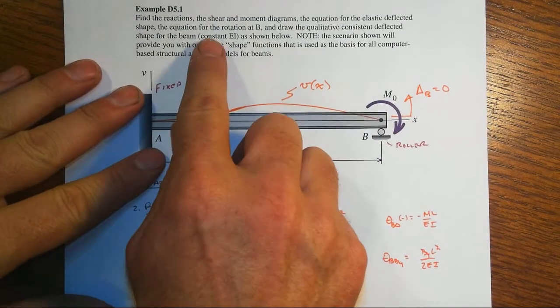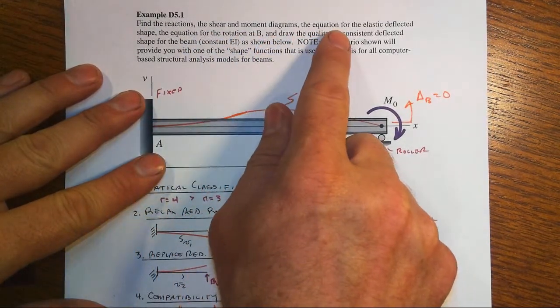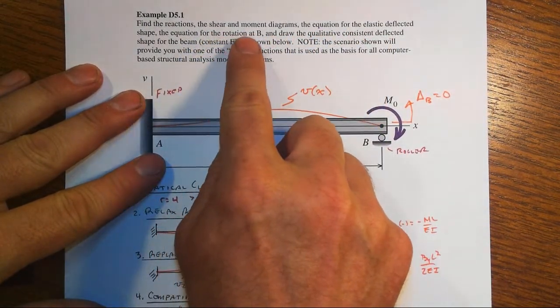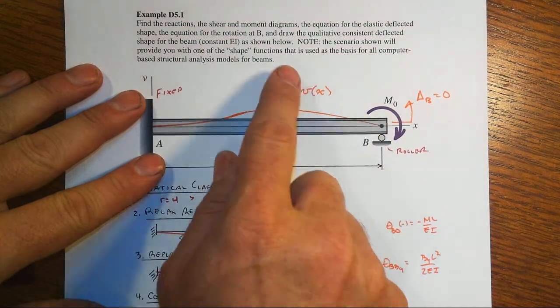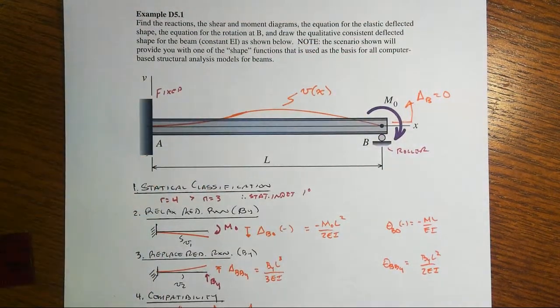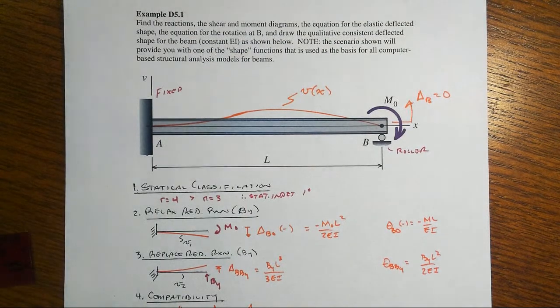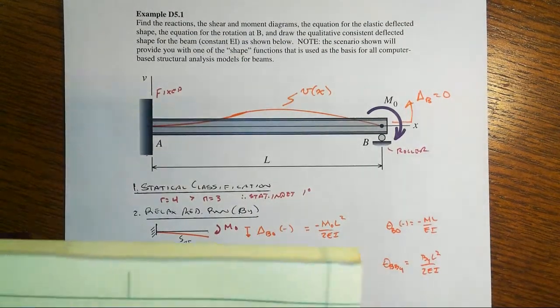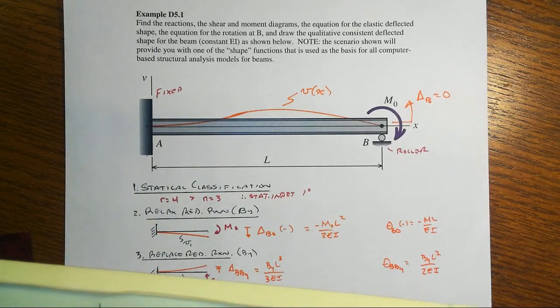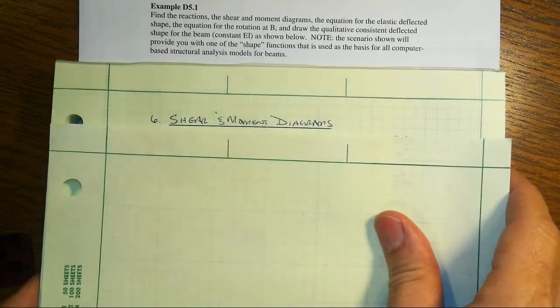But we've also been asked to find the shear and moment diagrams, the equation for the elastic deflected shape, the equation for the rotation at B out here, and to draw the qualitative consistent deflected shape for the beam. Right, and that's what we're going to go through next. Right, so let's start with the shear and the moment diagrams.